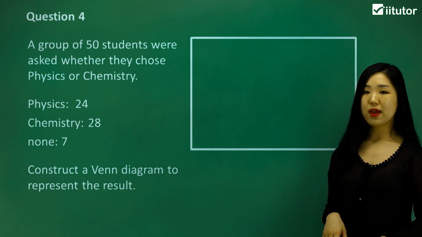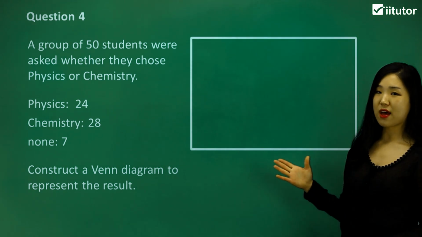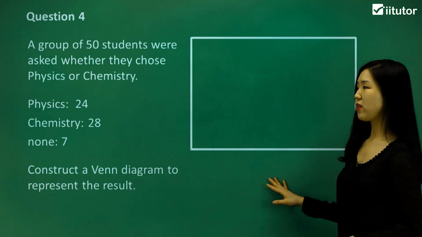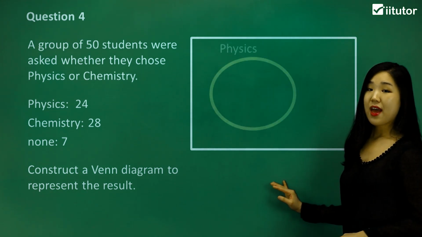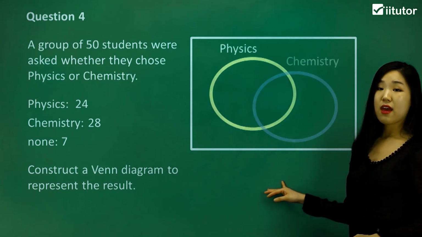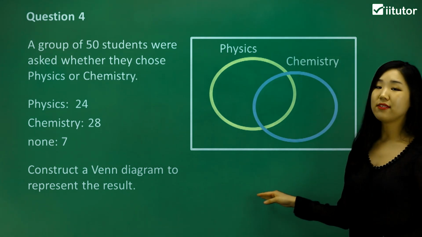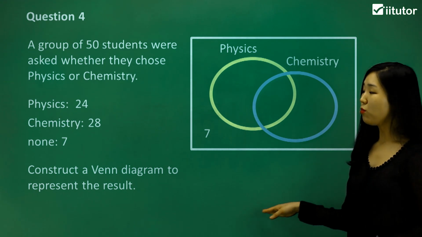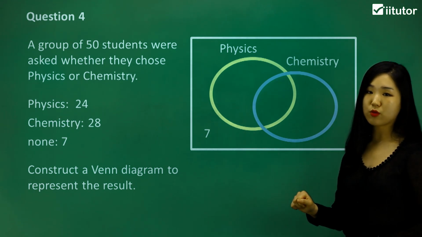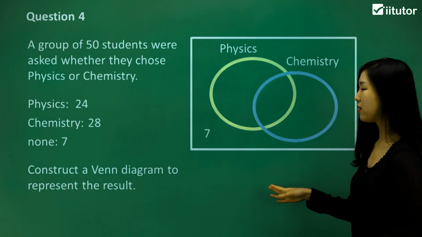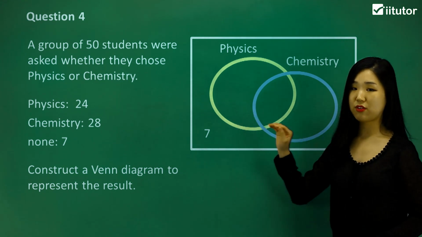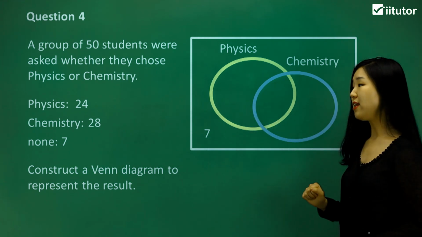So I'm going to make out my little square or rectangle. We always put our Venn diagram inside here. And I'm going to put one for physics and one for chemistry. Now, if you can see, guys, the none, which is the 7, would go outside the circles, but still inside the box. But they don't belong to any of these 2 circles, so we put them outside.